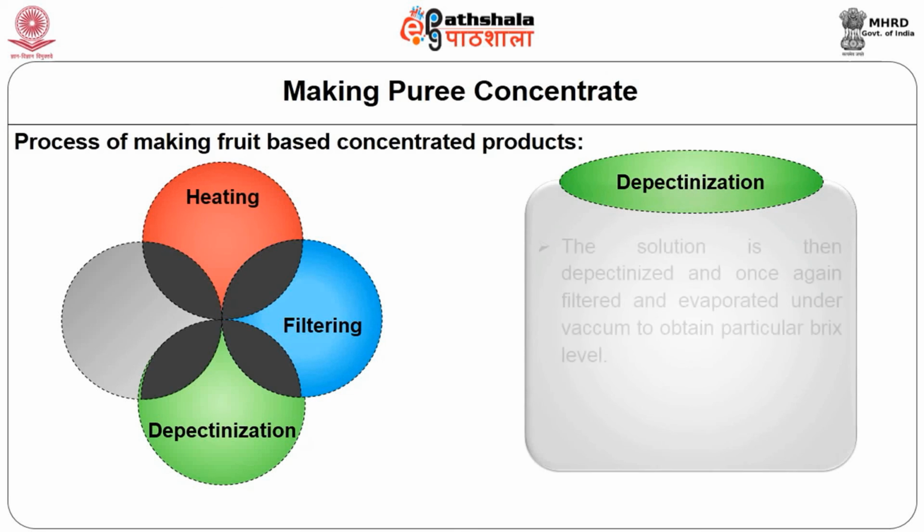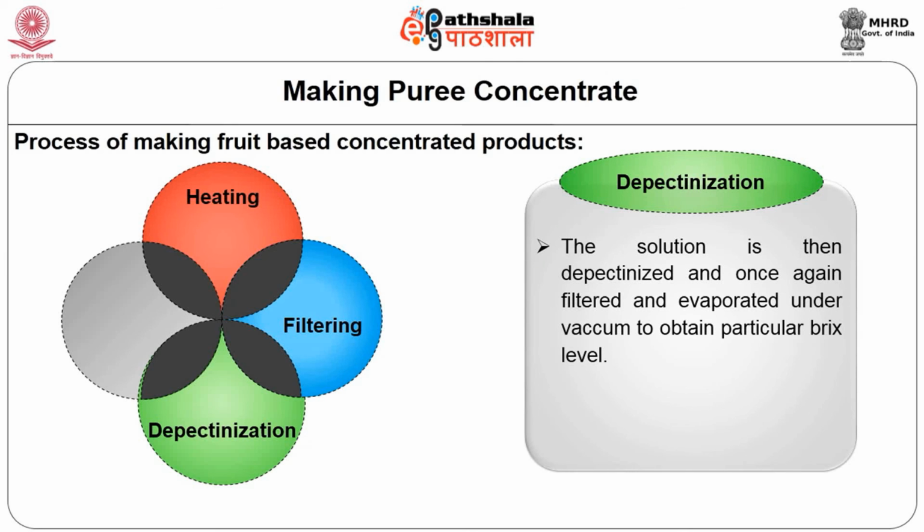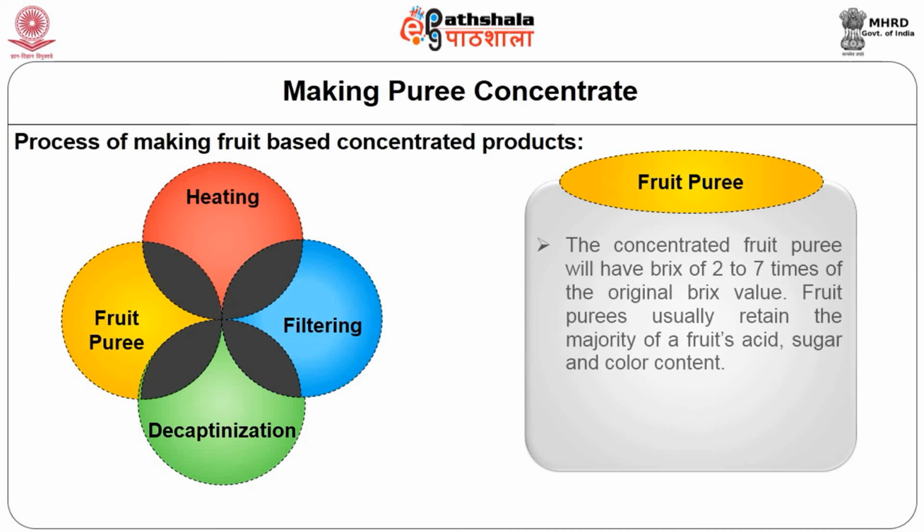The solution is then depectinized and once again filtered and evaporated under vacuum to obtain a particular Brix level. Concentrated fruit puree will have a Brix of 2 to 7 times the original Brix value. Fruit purees usually retain the majority of the fruit's acid, sugar and color content.